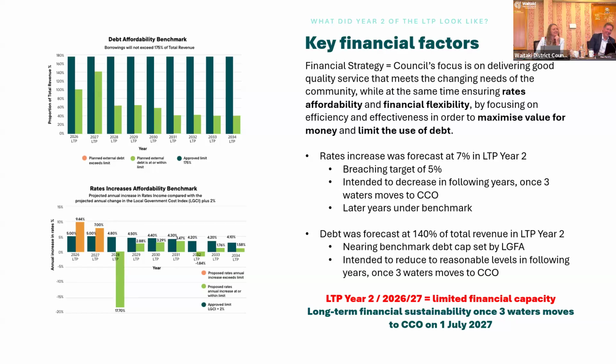Sorry, back to you, Amanda. Yep. So in terms of the debt forecast, in 2027, we had forecast it to be at 140% of our total revenue. Note that that's getting quite close to that benchmark of 175% of total revenue. And we know from our experience with the workshops we've had around waters, if waters had stayed in, that trend would have continued and we would have breached in the 28 financial year. But with the decision for waters to move out, we are safely under that benchmark in those later years, and hopefully we can keep it that way.